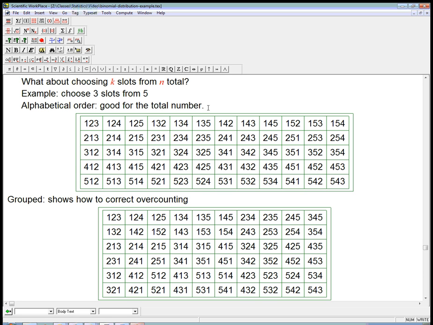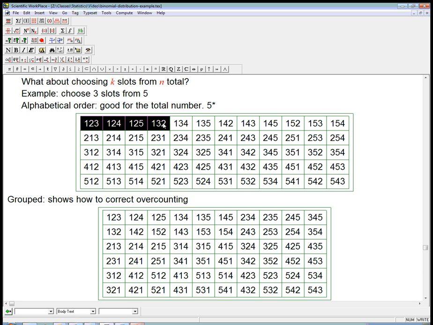Okay, here's the pattern. Notice that everything on the top row starts with a 1. Everything on the second row starts with a 2. So how many rows are there going to be? There's going to be 5 rows. We have 5 choices for the first number, so that's the start of our counting process. It can be 1, 2, 3, 4, 5.